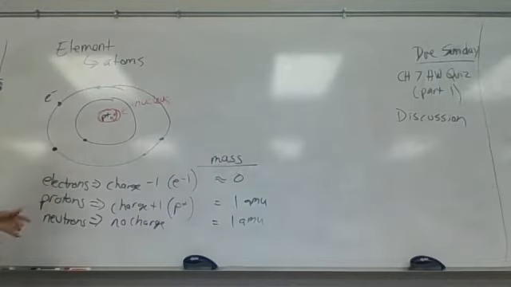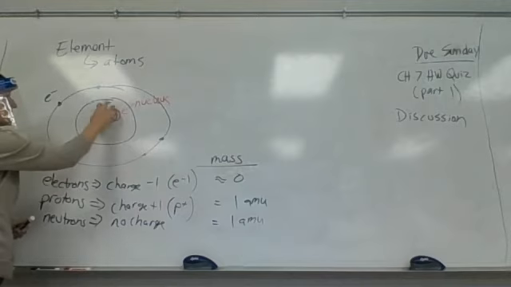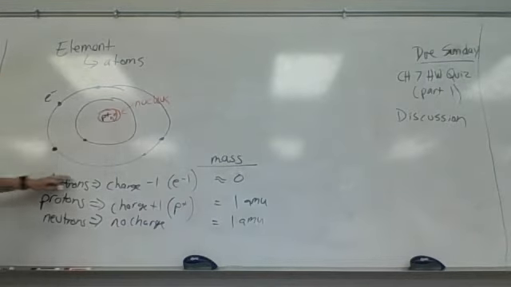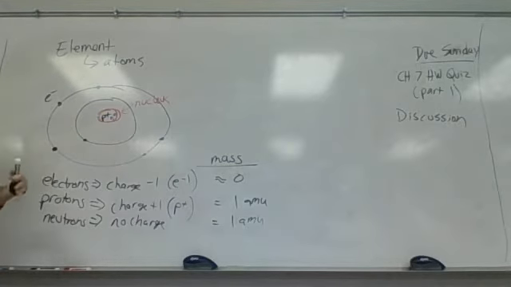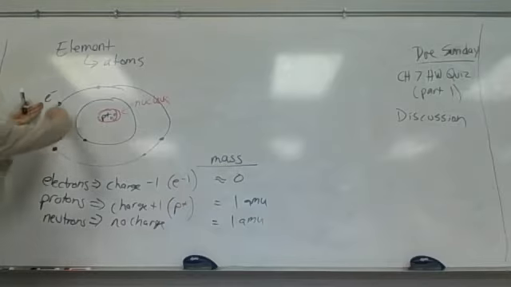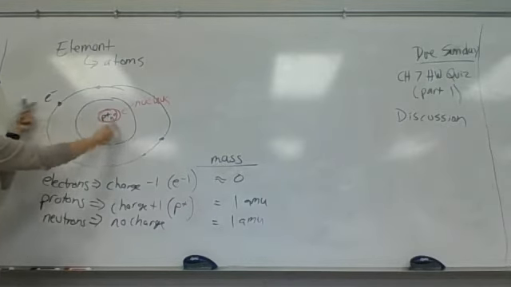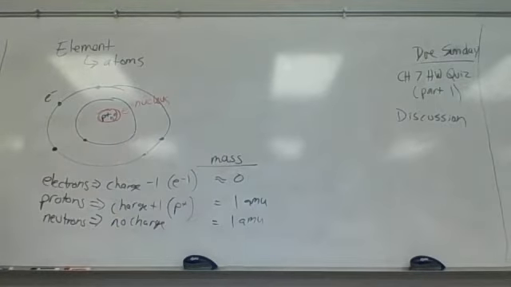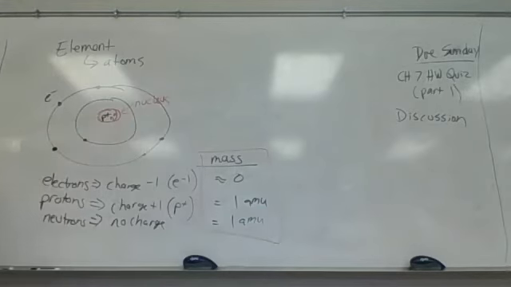Now the nucleus itself has neutrons with no charge and protons with a +1 charge, so the nucleus's overall charge is positive because of those protons. Since electrons are negative, they're attracted to that positive center. Opposites attract. Positive and negative are attracted to each other. The reason these electrons are orbiting or circling the nucleus is because of that attraction between the opposite charges. So we're going to use this mass information to do some mass calculations.